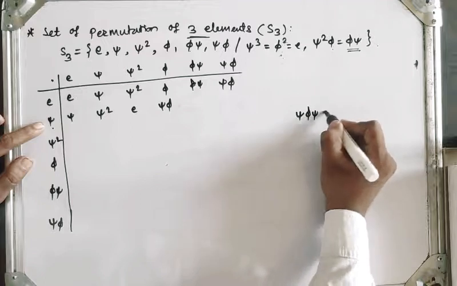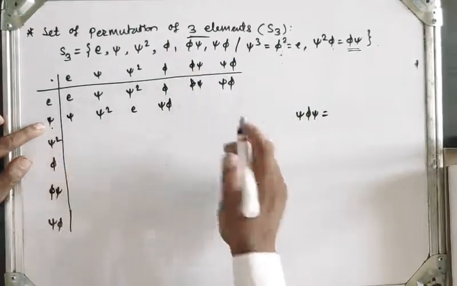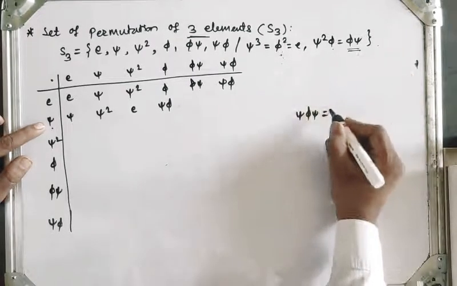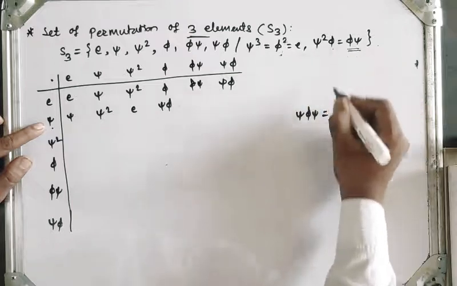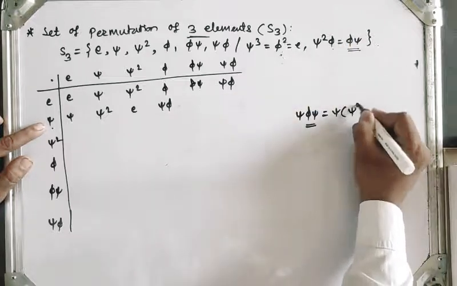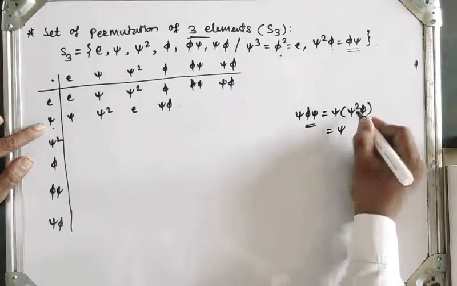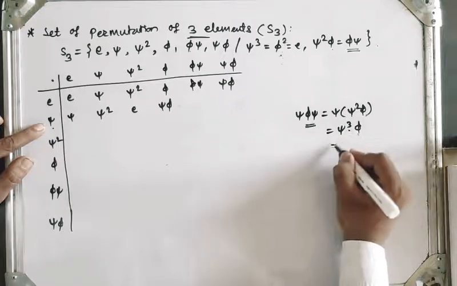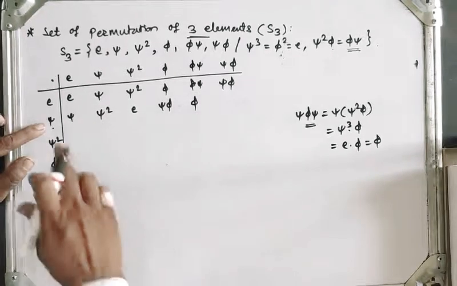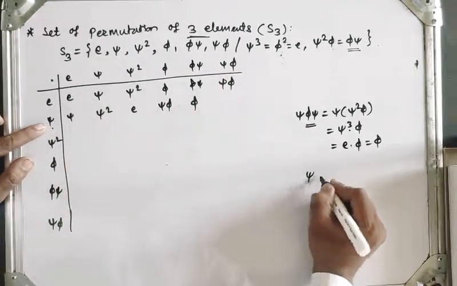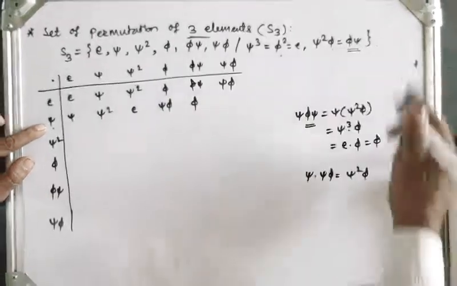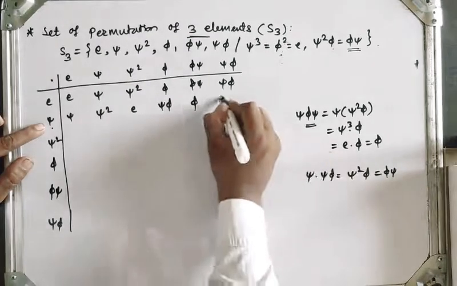Next, psi into phi psi. The value of phi psi is psi square phi, so psi as it is into psi square phi is psi cube into phi, and psi cube is identity, which gives phi. Then psi into psi into psi phi is psi square phi, and psi square phi is nothing but phi psi, so this is phi psi.